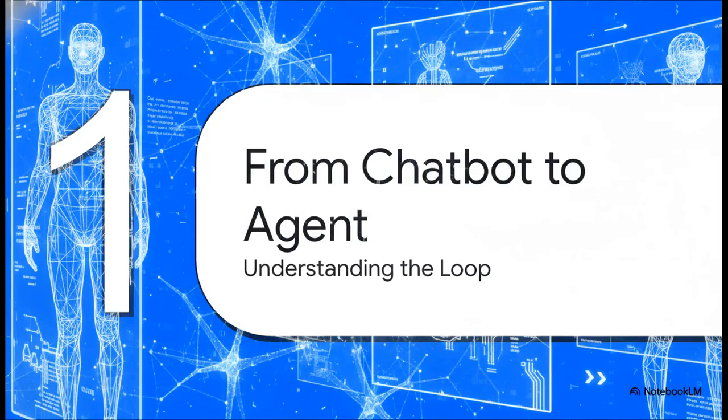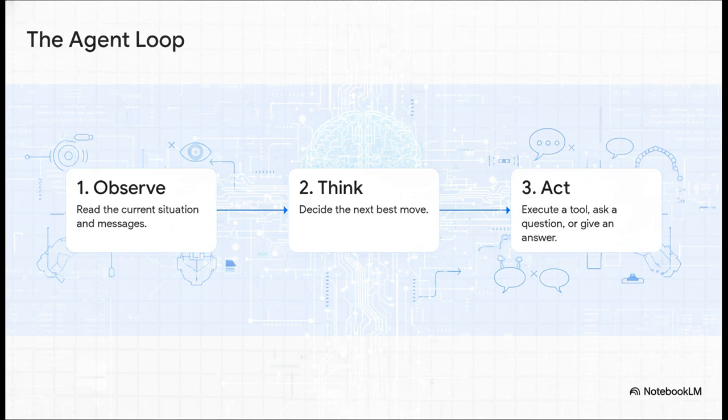Okay, first up, moving from a chatbot to an agent. Let's get into the core loop that makes this whole thing tick. So an AI agent really isn't magic. It's just a loop, but it's a super powerful one. Observe, think, act. First, it takes a look around. It observes the current situation. Then it thinks, using that big brain of the AI model to figure out the best next move. And finally, it acts. That could be executing a tool, asking you a question, or just giving you the final answer. This cycle, observe, think, act, is literally the heartbeat of every single agent out there.